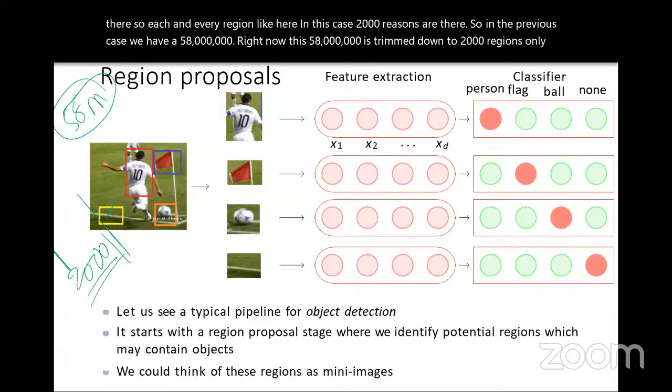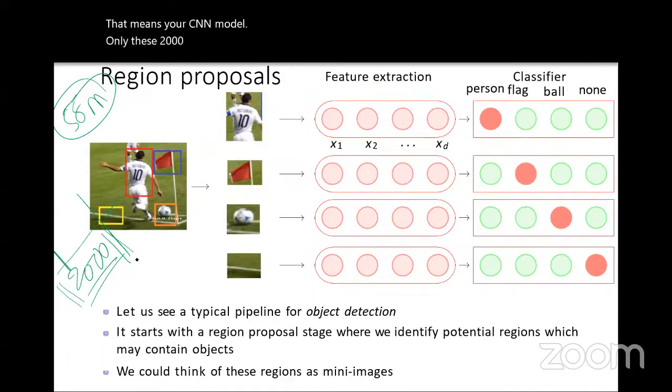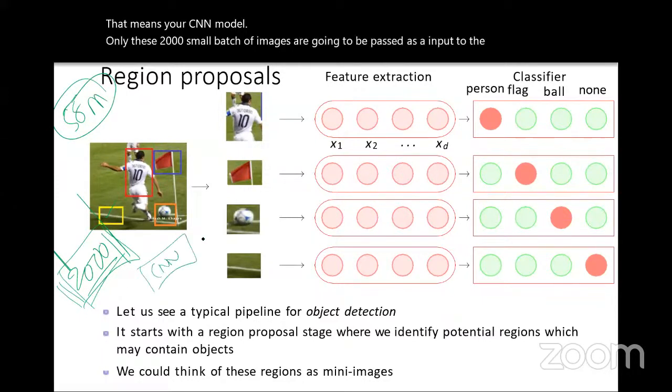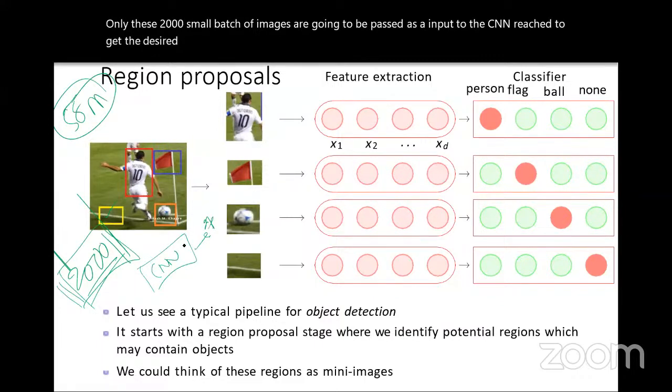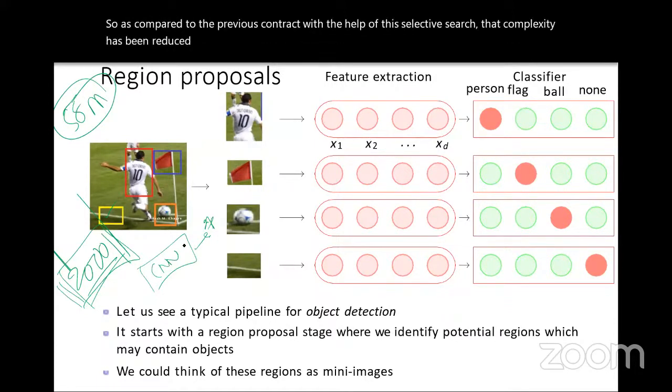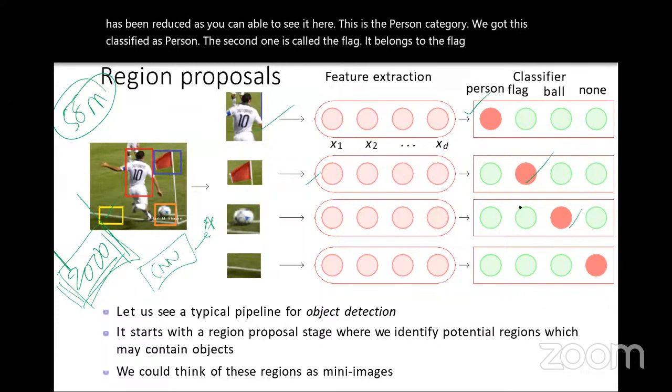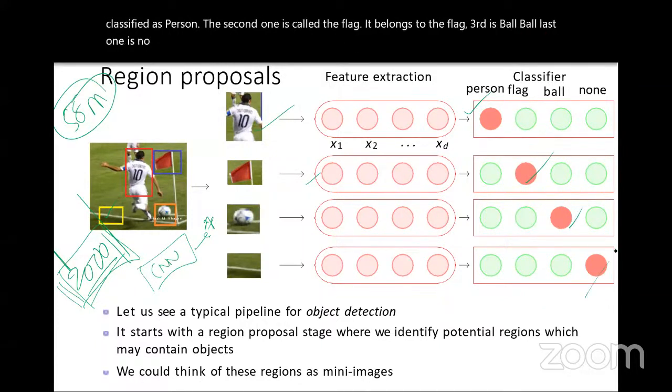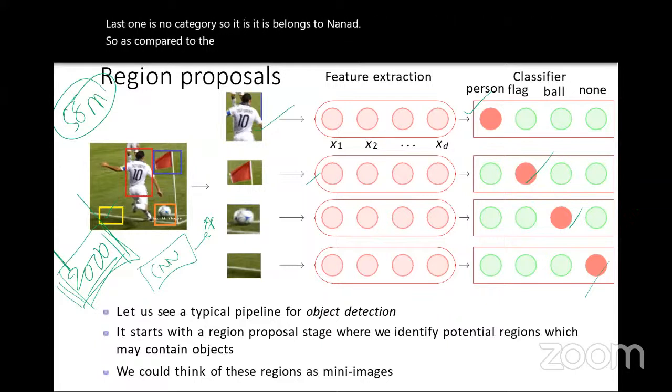That means only these 2000 small image patches are going to be passed as input to the CNN architecture to get the desired output. So compared to the previous concept, with the help of selective search, the complexity has been reduced. As you can see here, this is the person category. We got this classifier as person. The second one is the flag. Third is ball. The last one is no category, so it belongs to none of them.